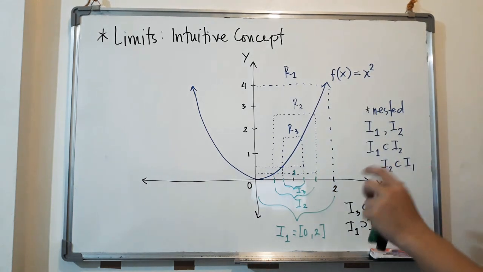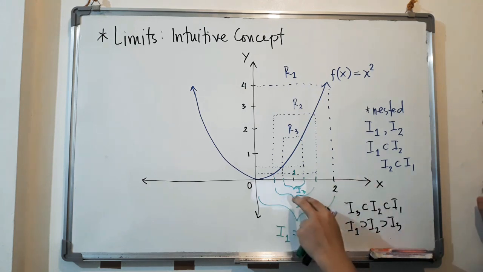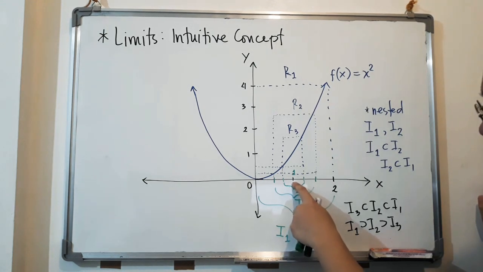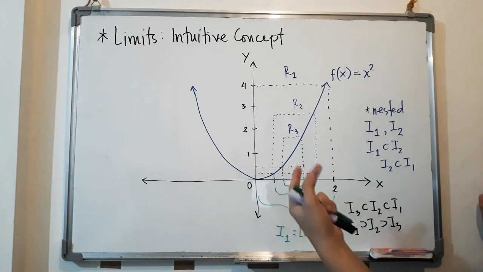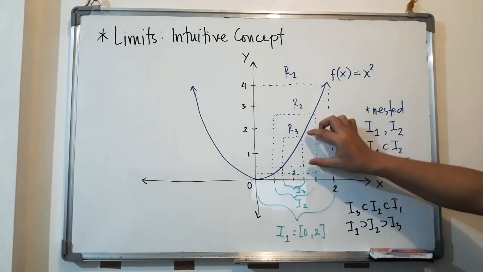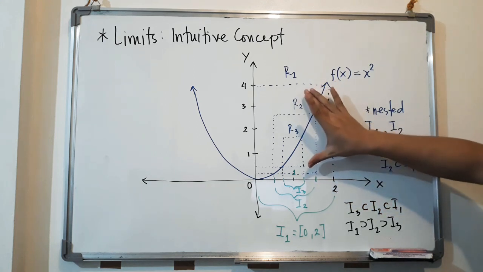Now if we are to continue this, say if we are to use the interval I sub 4, such that it's a nested interval, if we use I sub 5, I sub 6, that means up to infinity, the height of our rectangle decreases, right? Pansinin nyo na nagdi-decrease siya.